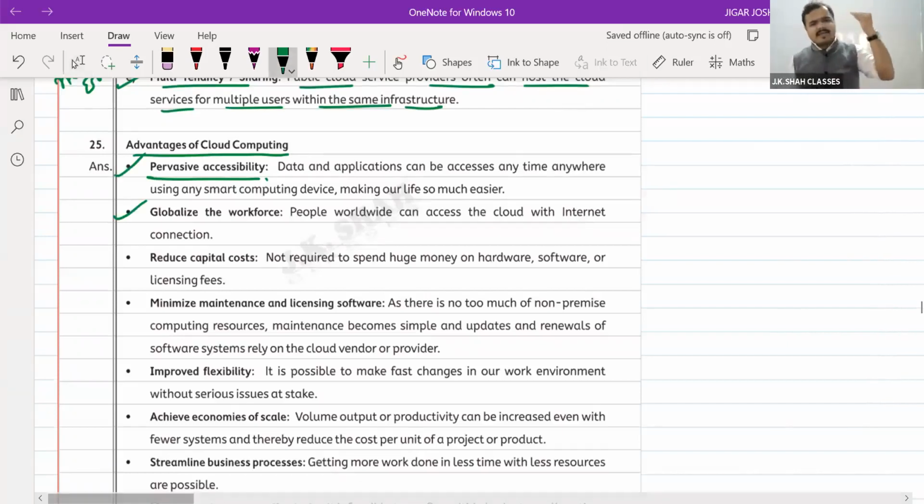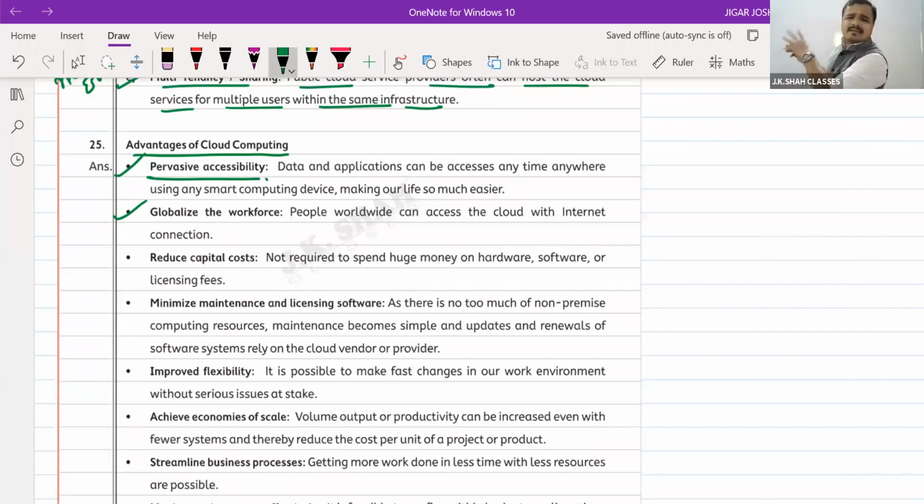Nowadays, people who are working outside India, in my company, suppose my company is a multinational company. I have a head office in Mumbai, in India, but I am operating my business in USA, UK, Thailand, Philippines. Can they do the work over there? Yes. Can they send me the data via this technology of cloud computing? And by sitting in my office, can I enjoy that work? Yes. So, sir, it globalizes the workforce. People worldwide can access the cloud with an internet connection.